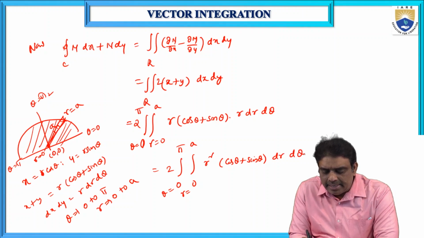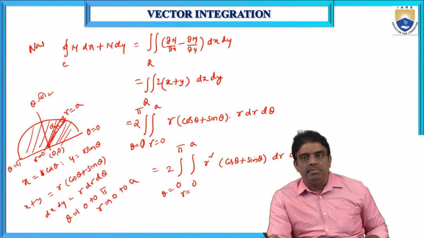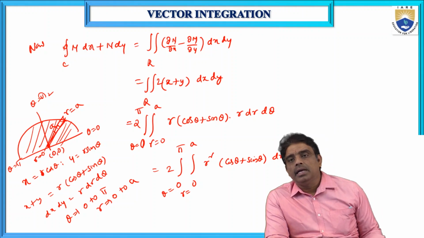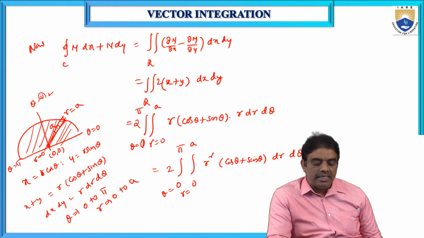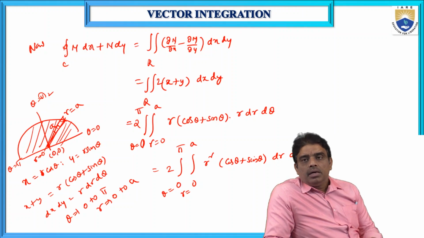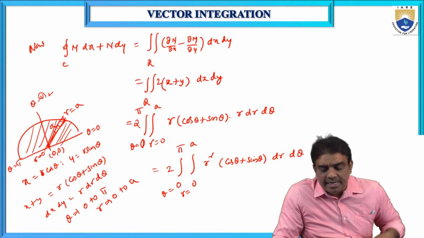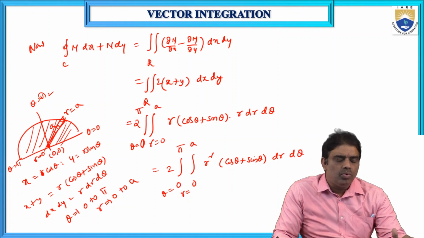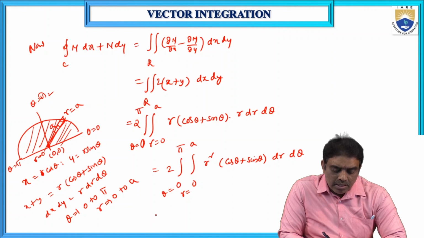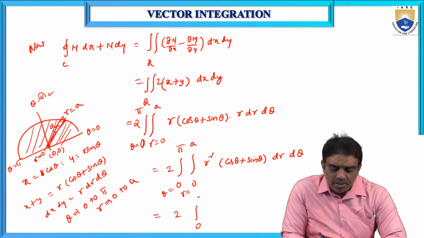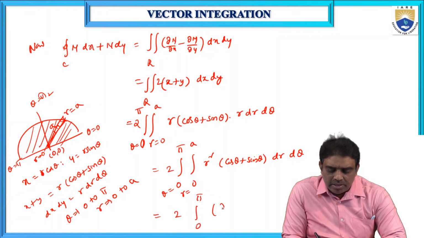You can do the integration according to your convenience. First dr, then d theta, because all the limits are constant. You can do first integration with respect to r and then theta, or first theta and then r. You can perform it in any order; there is no restriction on the integration. So first I am doing the integration with respect to r.